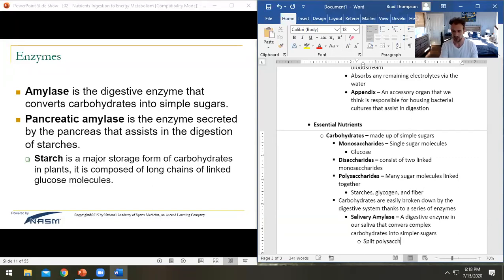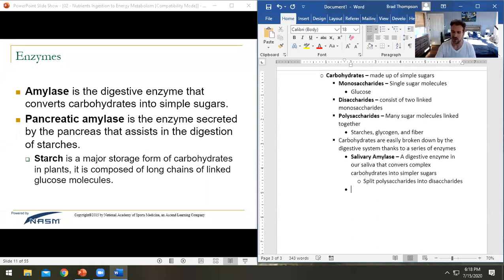Salivary amylase is going to split polysaccharides into disaccharides. So it can't break it all the way down. Unfortunately, it's not powerful enough to get all the way down to glucose, but it is able to get it into double sugar molecules. That's why if you chew a piece of bread for a really long time, it will start to taste sweet, because you are digesting that bread in your spit, which is kind of weird.